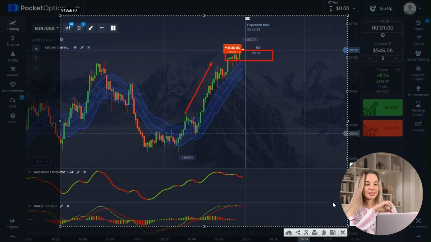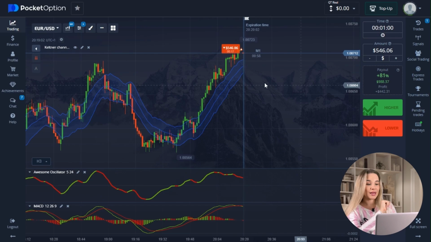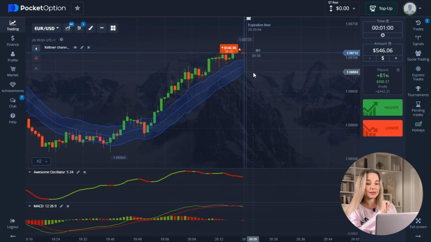At the same time, we see clear signals for a decrease in the indicators. So the MACD lines have crossed and the oscillator has turned downwards. So I expect that the price correction will start. By the way, notice that the trading pair has changed. Now it's Euro USD currency pair.